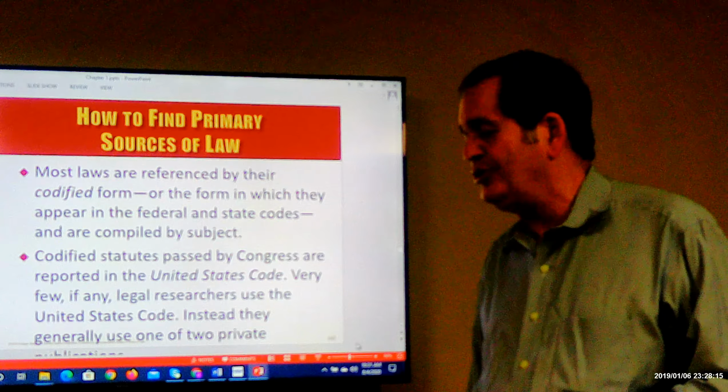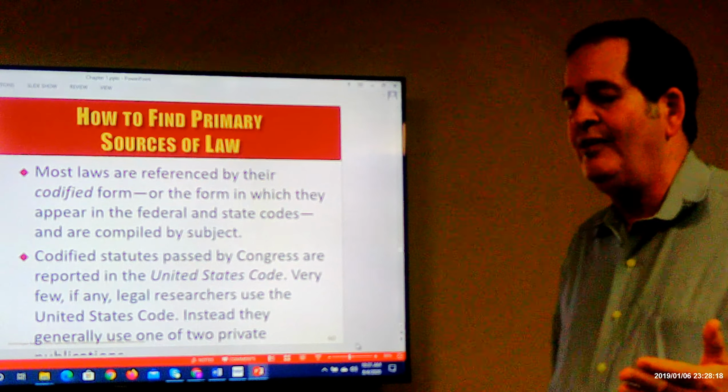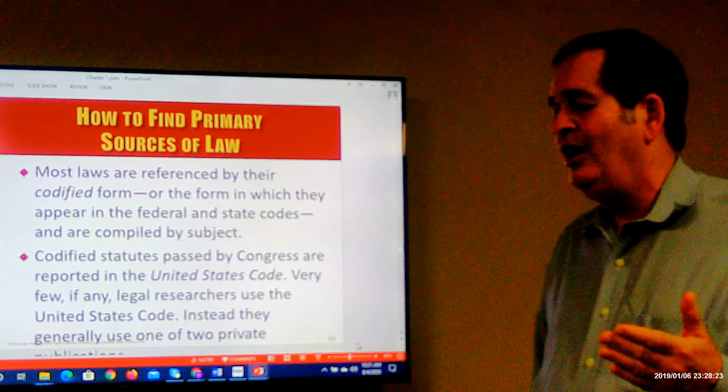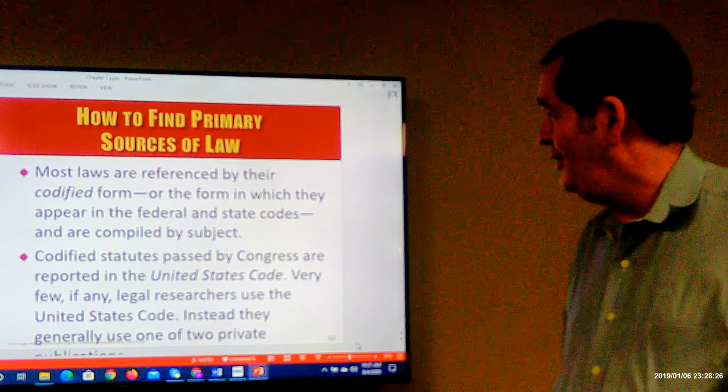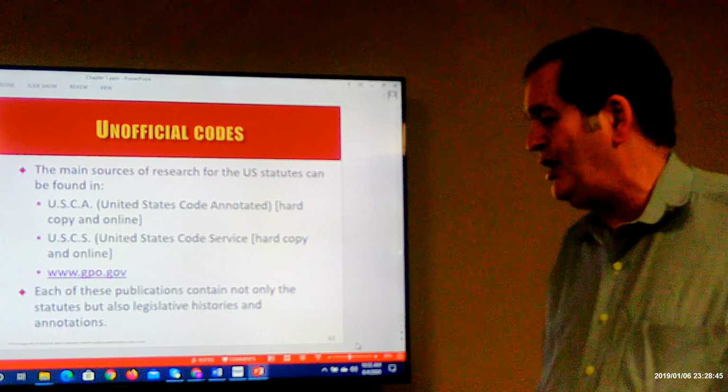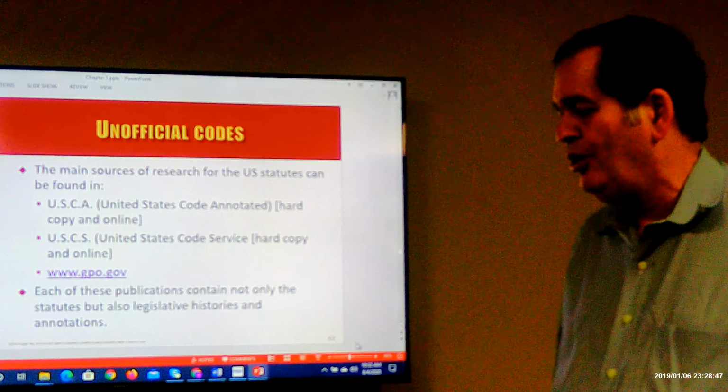So electronic sources are multiple ones. You can find them on commercial services, and you can find them by Googling, etc. Okay, so as I said, those are the two main sources of the U.S. statutes, and you can also go online to www.gpo.gov. They are good because they contain not only the statutes, as I said, but editorial material, such as the legislative histories of those provisions and annotations.